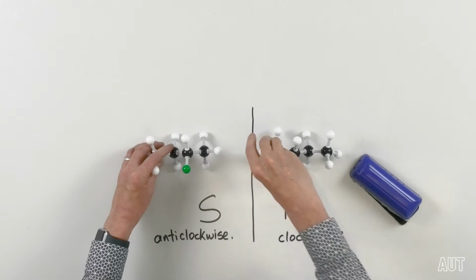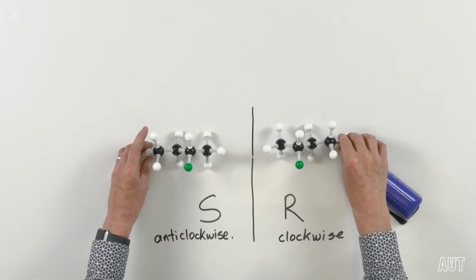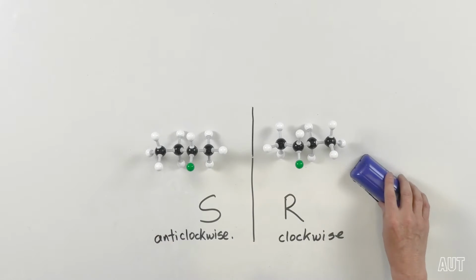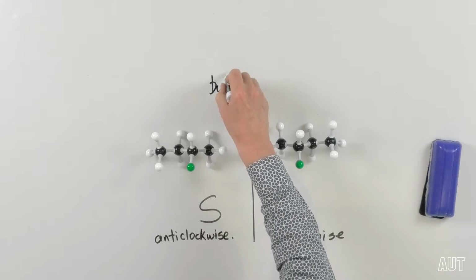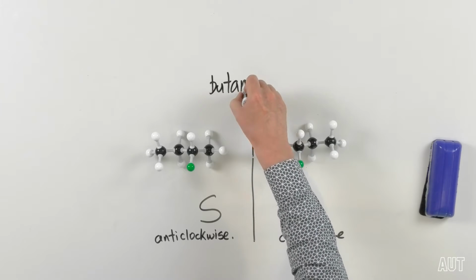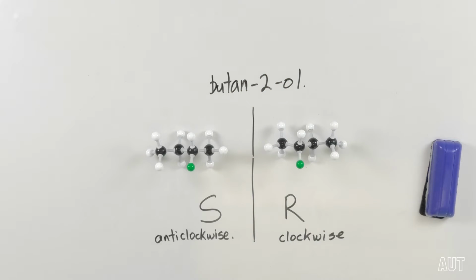So these are molecules that we have already seen, two molecules that we've already seen. This is butan-2-ol. Now, how do we know that they're chiral to begin with? That's the first thing that you need to do. You need to demonstrate that a particular molecule is chiral.